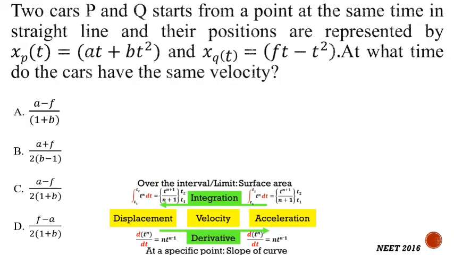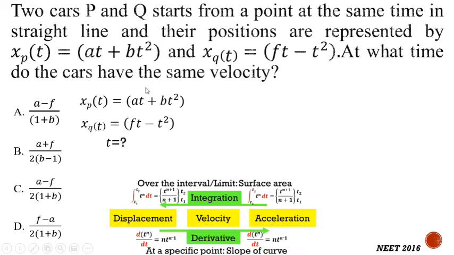Two cars P and Q start from a point at the same time in a straight line, and their positions are represented by xp as a function of t equal to at plus bt square, and xq as a function of t equal to ft minus t square. At what time do the cars have the same velocity? So in this example we can see that the displacement equations are given. This is the displacement equation for car P and this is the displacement equation for car Q. So at what time do the cars have the same velocity?